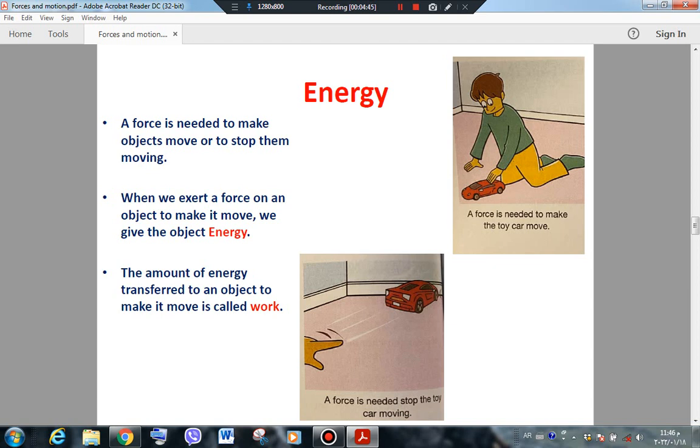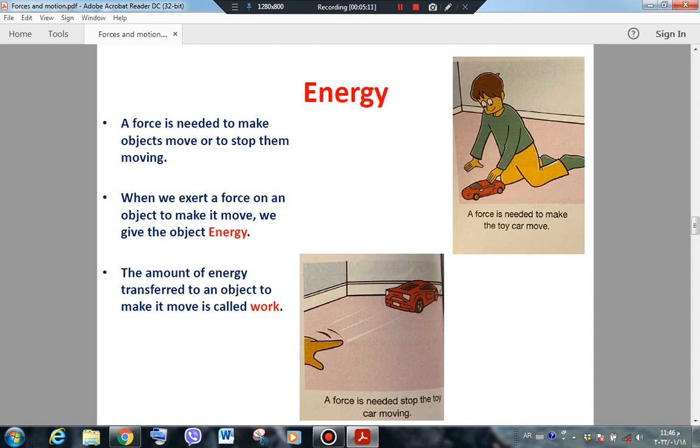Previously we talked about opposing forces. As you can see in the picture below, the car is going to what? To go towards the wall. Okay, so the wall is stopping the car. Therefore, a force is needed to stop the toy car from moving. The force of what? The force of the wall.